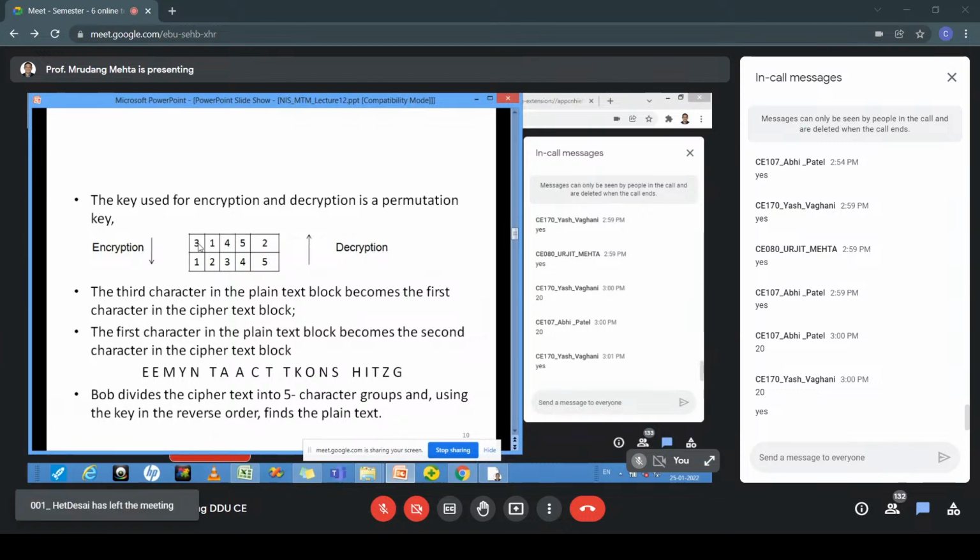Second character is 1. Third character is fourth. What is fourth? That becomes the third character. Fourth character is fifth. What is fifth? That becomes fourth. And what is second? That becomes 5. So the third character in the plain text block becomes the first character in the ciphertext block. Third character is first. The first character in the plain text block becomes the second character in the ciphertext block.